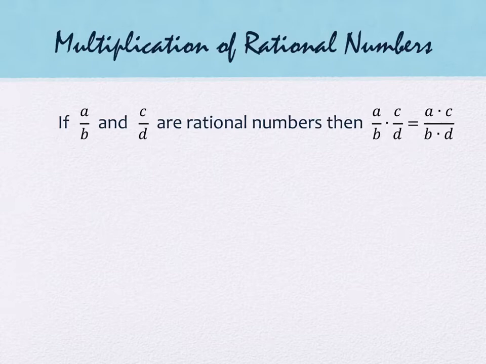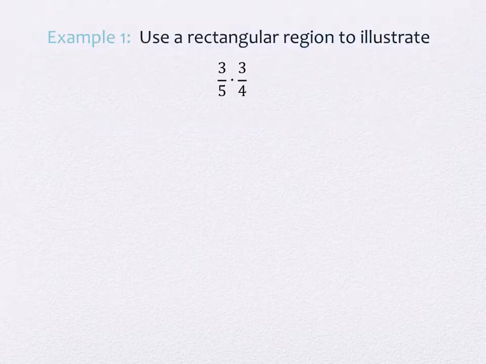Now, as you work with problems like these, sometimes you don't actually go through it quite like this. Sometimes you reduce things along the way. You don't have to, but it's an option. But in reality, you could just multiply across the top, multiply across the bottom, reduce at the end. All right, so I'd like to show you a rectangular region diagram to illustrate why this works.